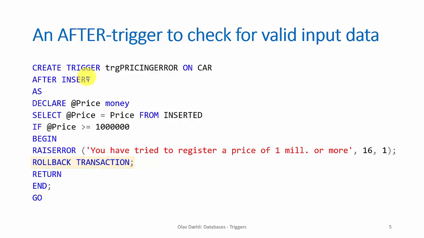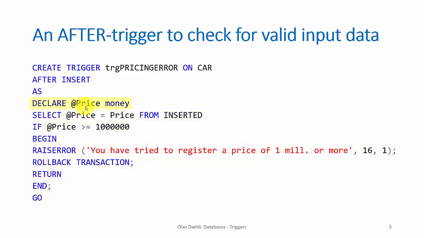So we start by writing create trigger and give it a name, trg as prefix for a trigger, and I give it the name pricing error. It will act on the table named car. It will be an after trigger, so we define it as after, and it will act on insert statements, so after insert. And here, after as, we come to the definition part of the trigger.